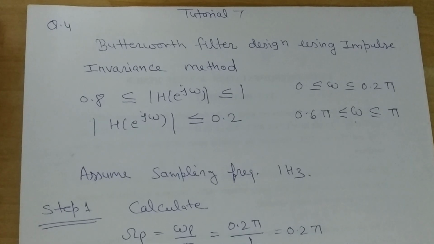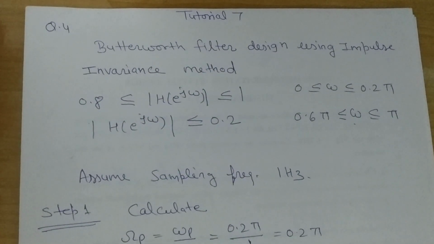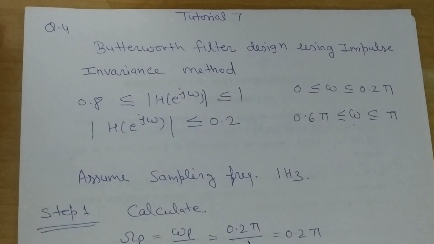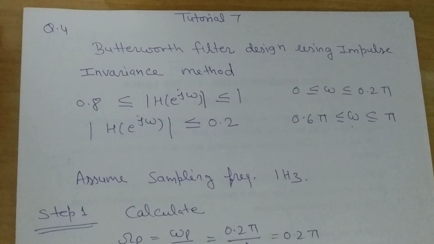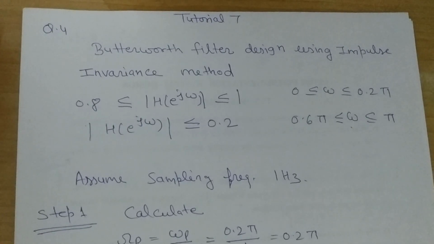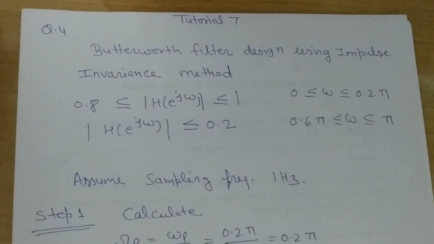Dear students, in this video I am going to solve question 4 of the tutorial, because a number of students are facing problems in this question. In this question we have to design an IIR filter using the indirect method. In the indirect method we have to use an analog filter to design the desired digital filter.